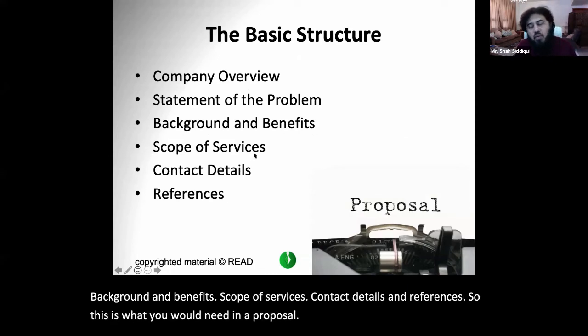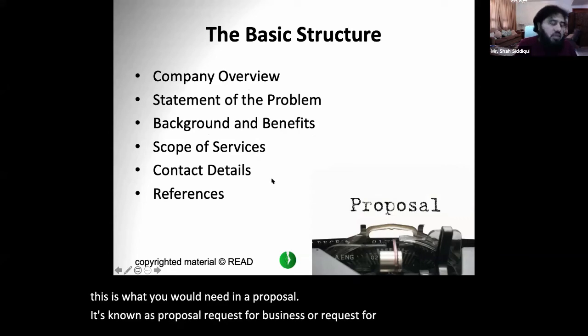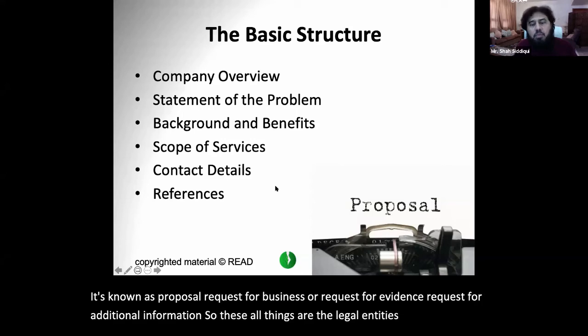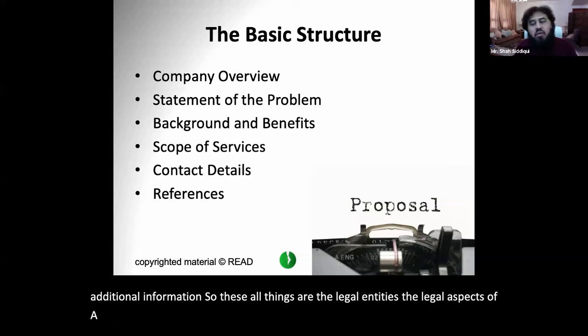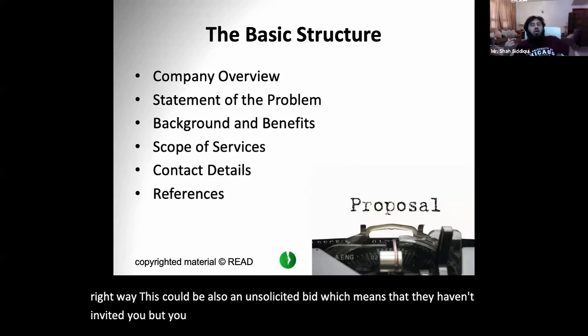It's known as a proposal, request for business, request for evidence, or a request for additional information. So these are all the legal aspects of a proposal. And the best thing that you can do is respond to the proposal in the right way. This could also be an unsolicited bid, which means that they haven't invited you, but you're still sending your company background and your prospects about how you can handle the services.